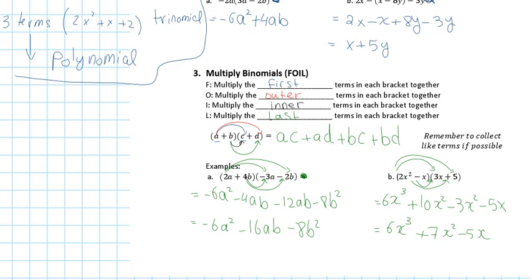Are we okay with this? You're going to see this again when we go to quadratics. You're going to see that we have to FOIL, we're going to have to expand, simplify, collect like terms, things like this. So you're going to have to get used to that.